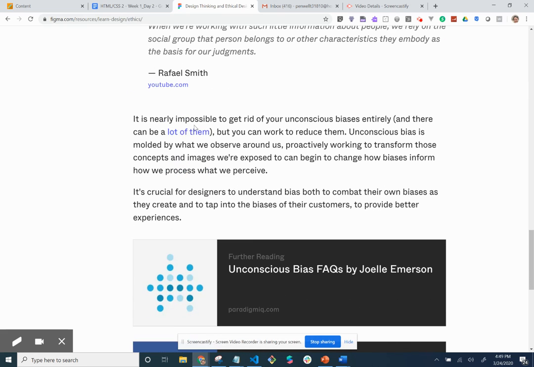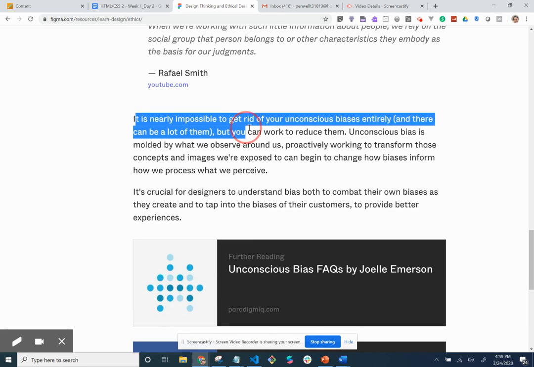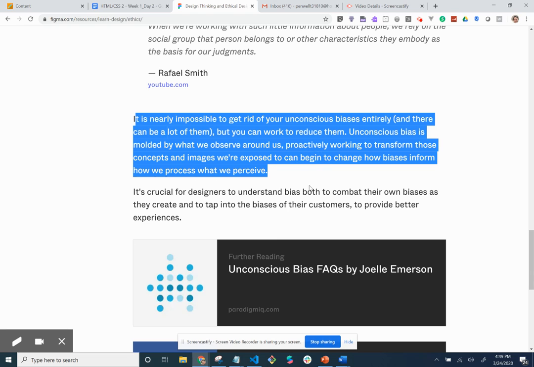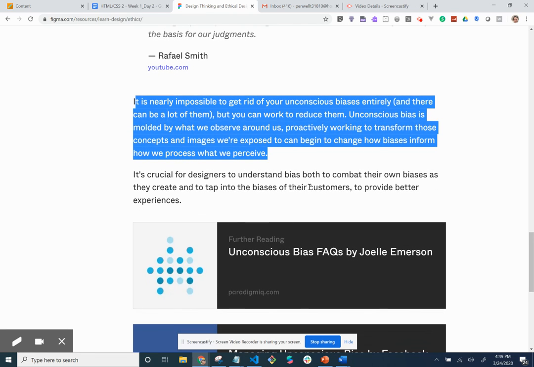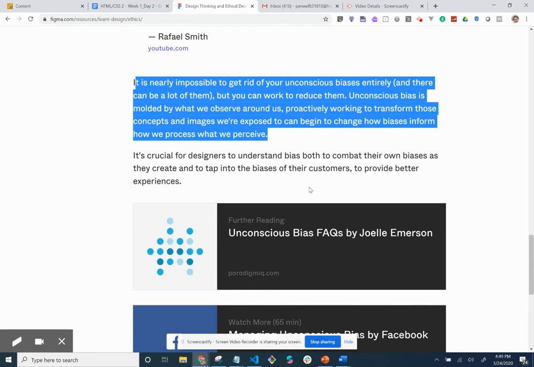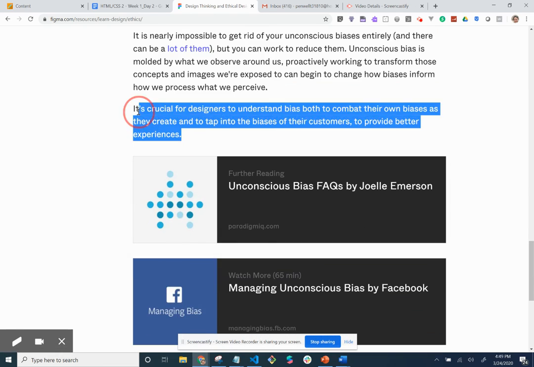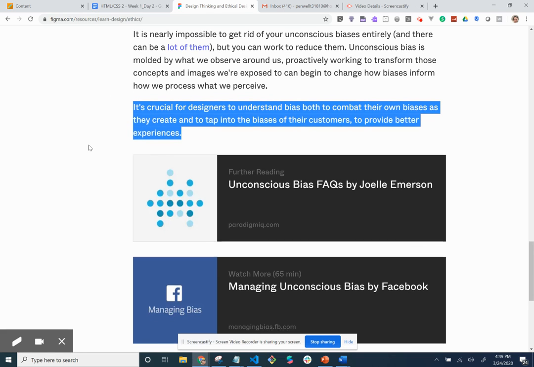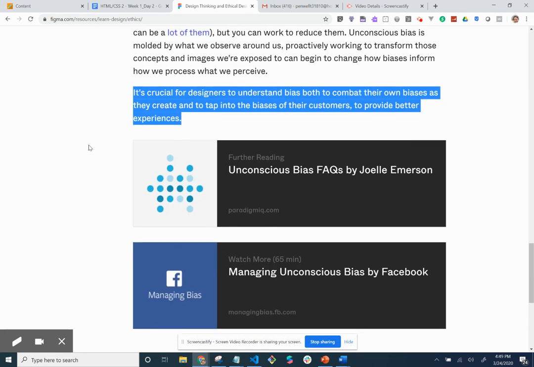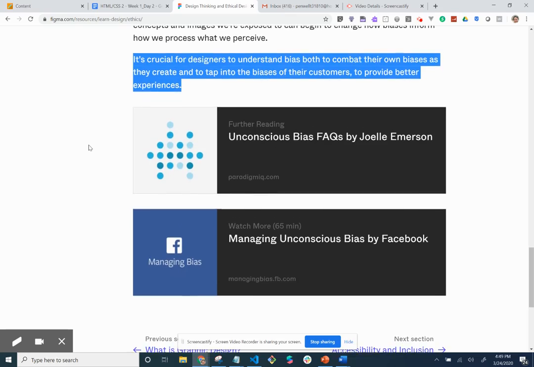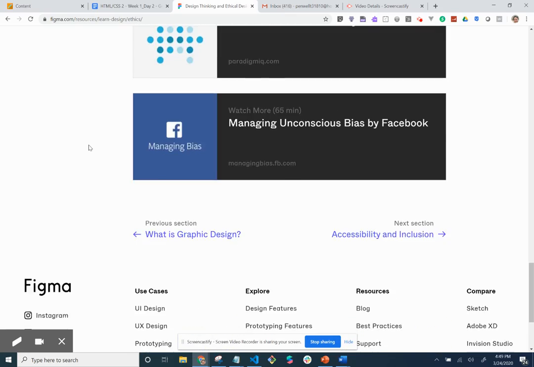It's nearly impossible to get rid of all your unconscious bias, but you can work to reduce it. Unconscious bias is molded by what we observe around us, so work proactively to transform those concepts. It's crucial for designers to understand bias, to combat their own biases as they create, and to tap into the biases of their customers.